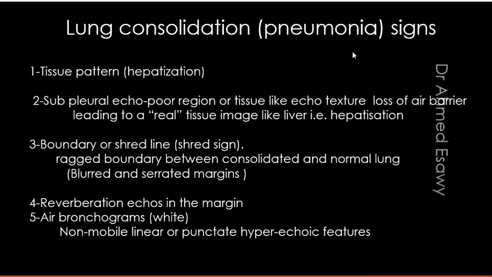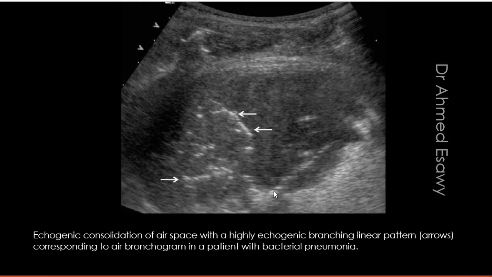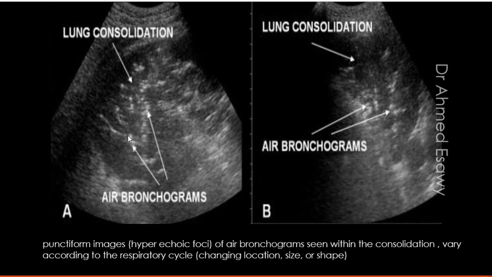Lung consolidation, pneumonia sign in chest ultrasound: tissue pattern, hepatization, subpleural echo-poor region or tissue-like echotexture, boundary or shred sign, reverberation echoes in the margin, air bronchogram sign. This is lung consolidation with white air bronchogram sign with tissue signs, hepatization of areas of alveoli involved by fluid or pus in pneumonia.